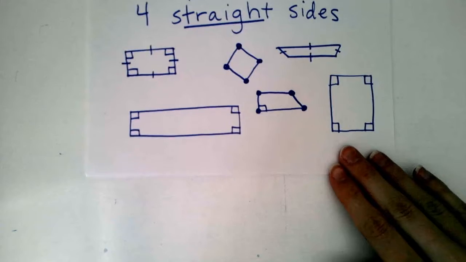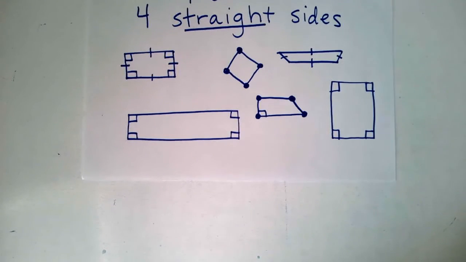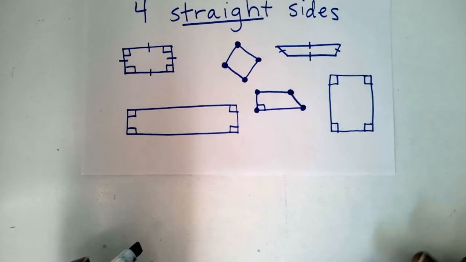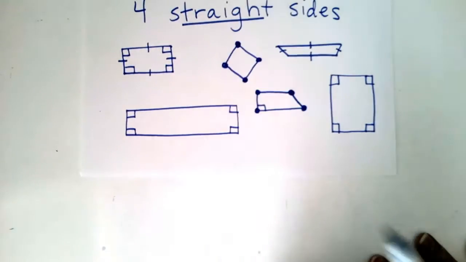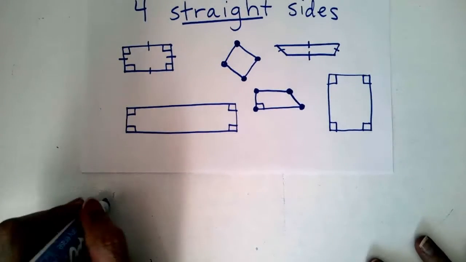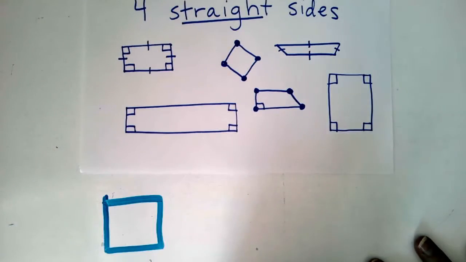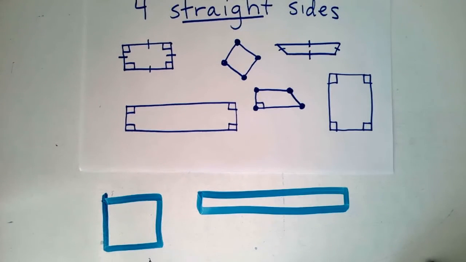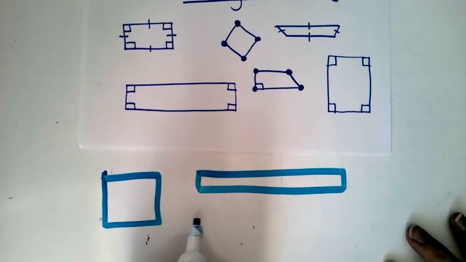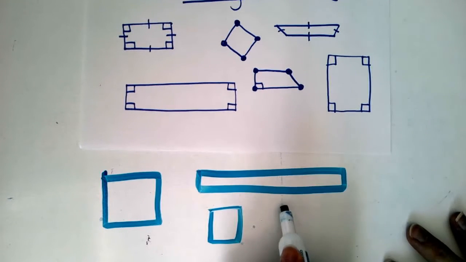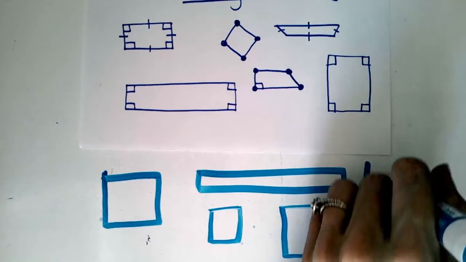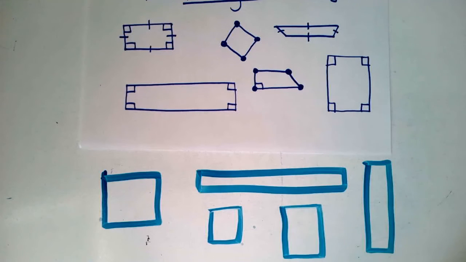Now it's your turn. Try drawing a closed shape on your board or on your whiteboard or on your paper that has 4 straight sides. It might be something simple like a square. It might be a long, skinny rectangle. It might be just a regular old square or a regular looking rectangle. Maybe it's a tall rectangle, but it must have 4 straight sides.